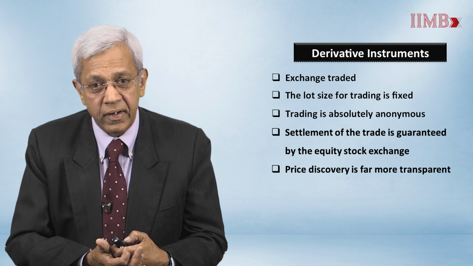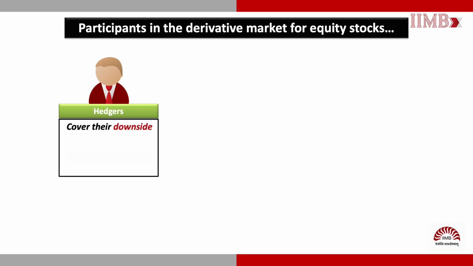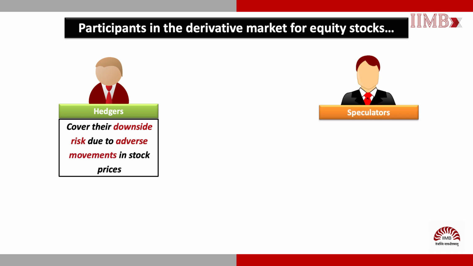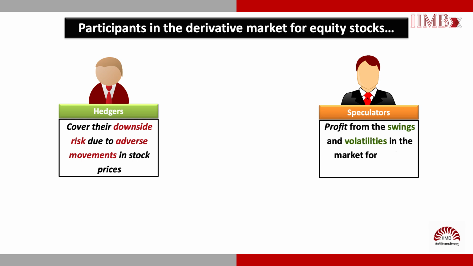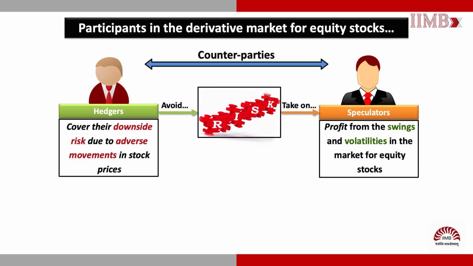Participants in the derivatives market for equity stocks include hedgers who wish to cover their downside risk due to adverse movement in stock prices, as well as speculators who wish to make a profit from the swings and volatilities in the market for equity stocks. In a sense, speculators take on what hedgers want to avoid and implicitly therefore become counterparties to the hedgers, which is the case in all derivatives markets.